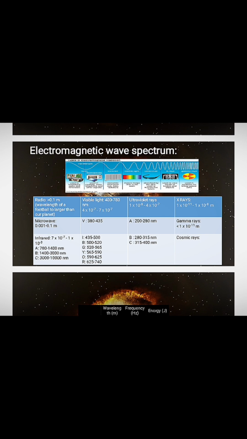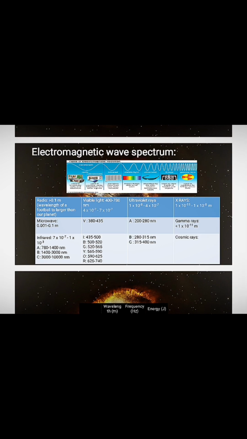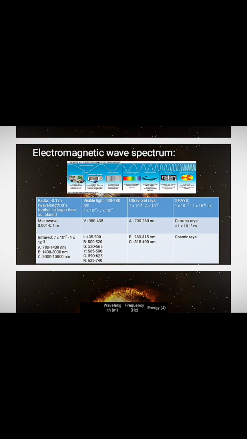The ultraviolet region falls in the range of 1 into 10 raised to minus 8 to 4 into 10 raised to minus 7 meters, and further it is divided into three regions: ultraviolet rays C, B and A, because it has various effects on the human eye and human organs. Ultraviolet rays C fall in the range of 315 to 400 nanometer, B in the range of 280 to 315 nanometer, and ultraviolet rays type A fall in the range of 200 to 280 nanometers.